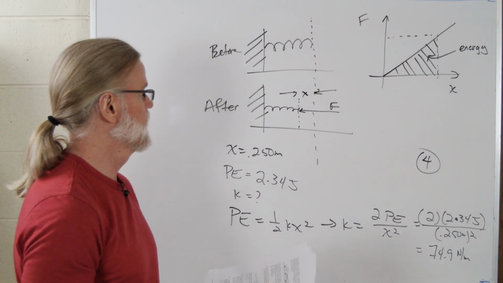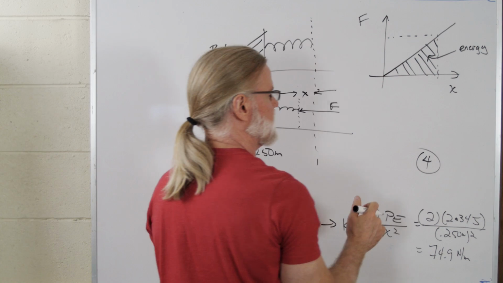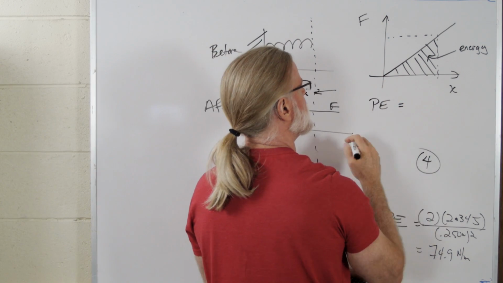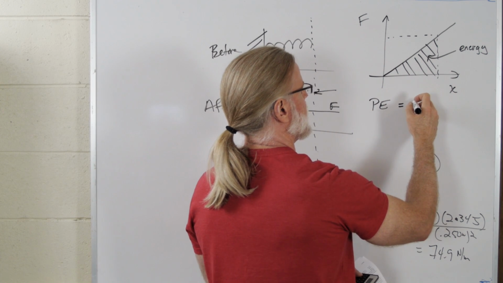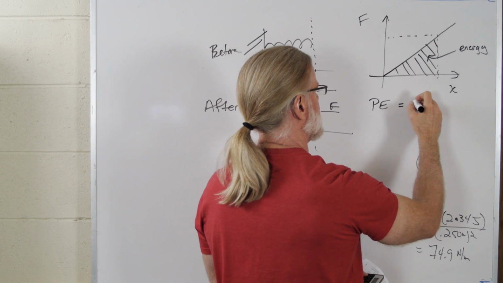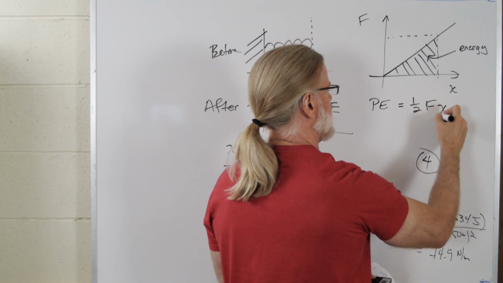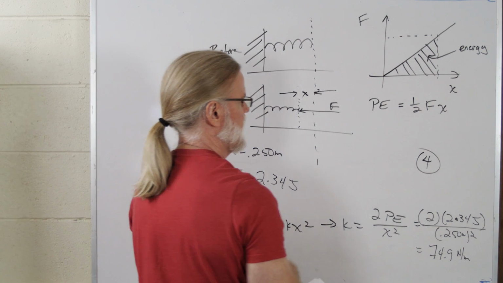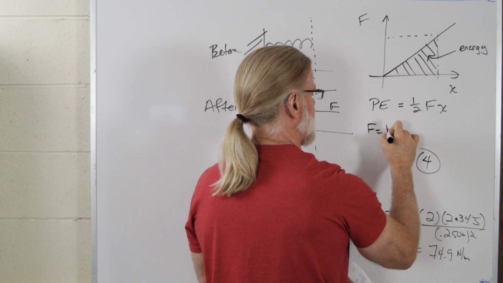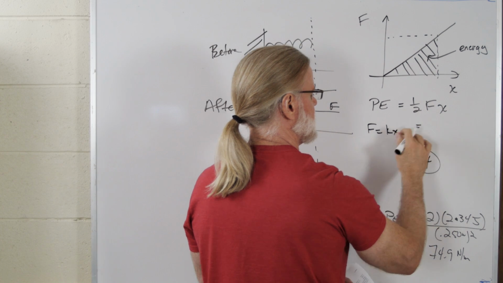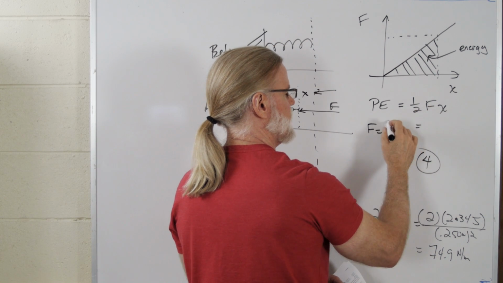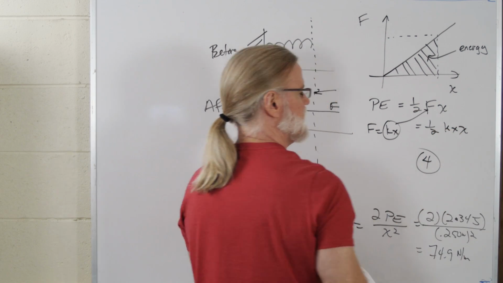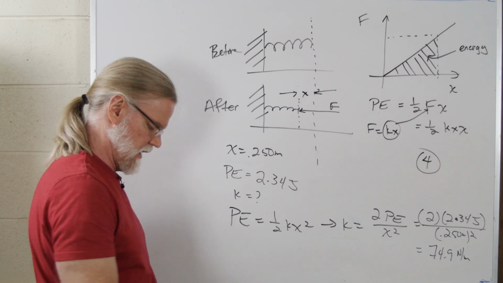That was an easy problem. Anyways, one way we could look at this, if we're just analyzing these problems in general, the potential energy is that, but it's also the area under the curve. This is a triangle, so it's 1/2 base times height, so 1/2 Fx, right? And of course, we know from Hooke's law that F equals kx, and just plugging that in for F, we would get 1/2 kxx, which is 1/2 kx squared. It's where that came from.